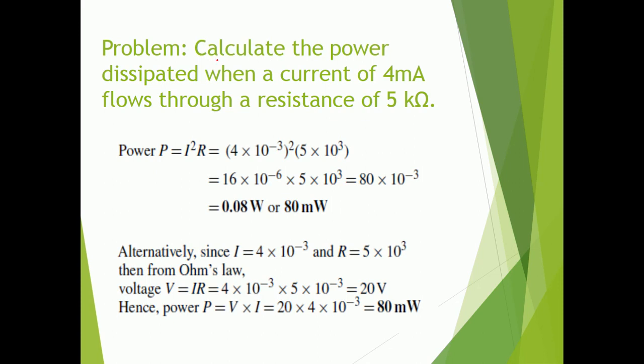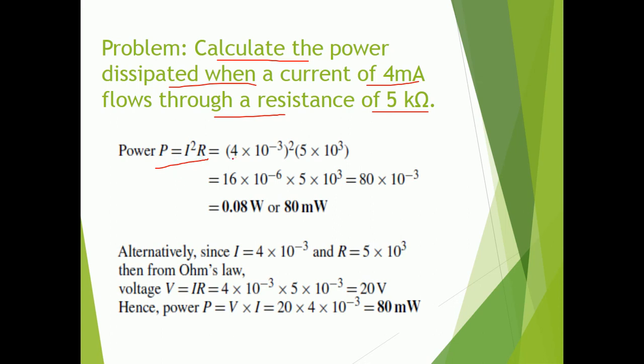Next example, calculate the power dissipated when a current of 5 milliampere flows through a resistance of 5 kilo ohm. Now power dissipated is the same as to calculate the power. Power dissipation is actually nothing but the loss in the power. So we will take the formula for the power in which the value of current and the resistance is there, that is I square R.